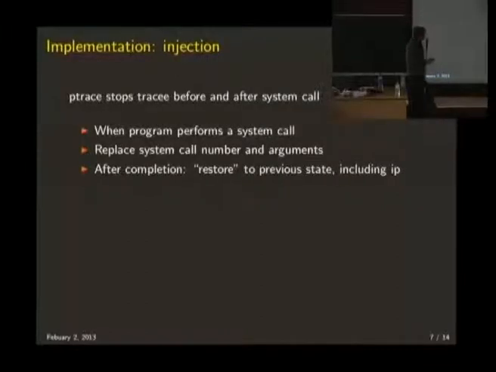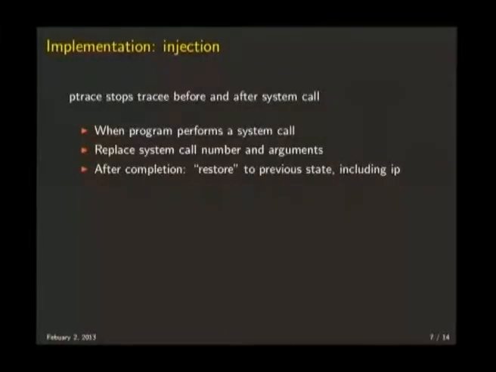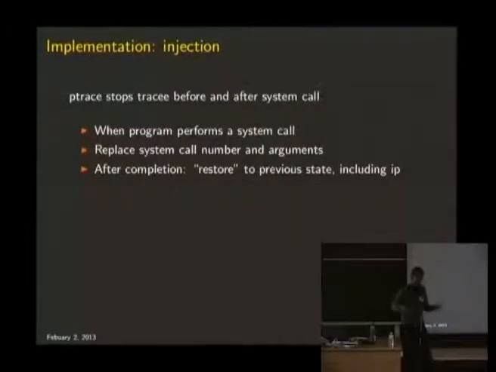All right, so how do we implement system call injection? This is the main core of our work, aside from tracing system calls, which is easy. When the program performs a system call, it is stopped, and then we can do whatever we want. We can change the registers, the instruction pointer, the stack pointer, whatever.